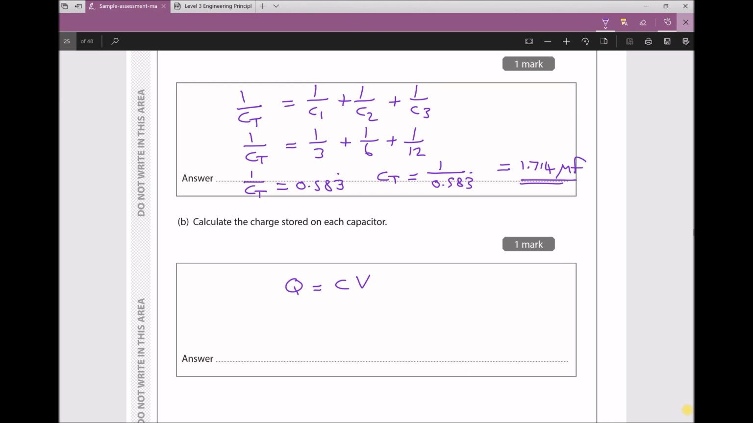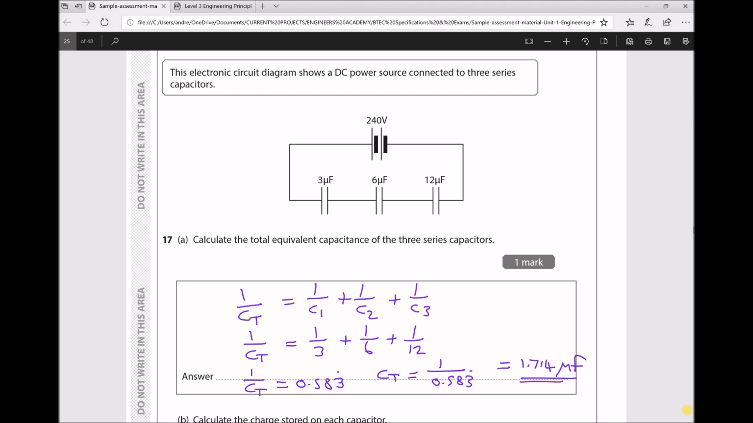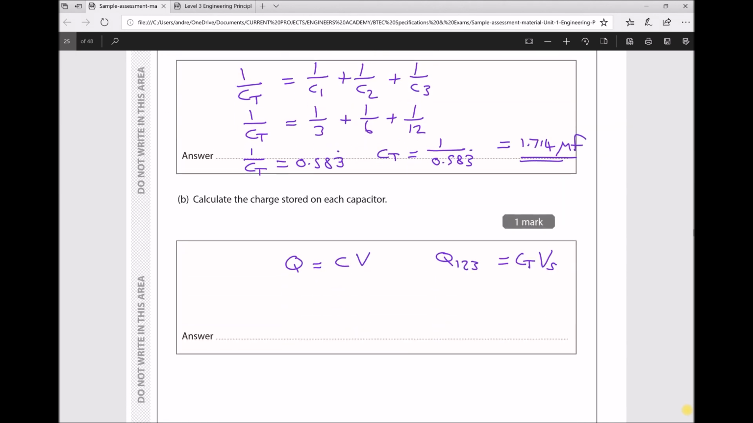Now, the important thing with capacitors is that the charge on each of those series capacitors is going to be the same. So what we can actually say is that the charge on capacitors 1, 2 and 3, because they're all the same, equals the total capacitance times the supply voltage. If we check the value of our supply voltage from the question above, we can see that the supply voltage is 240. Well, we've just calculated our total capacitance.